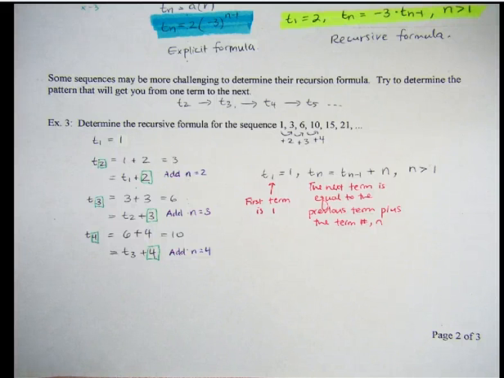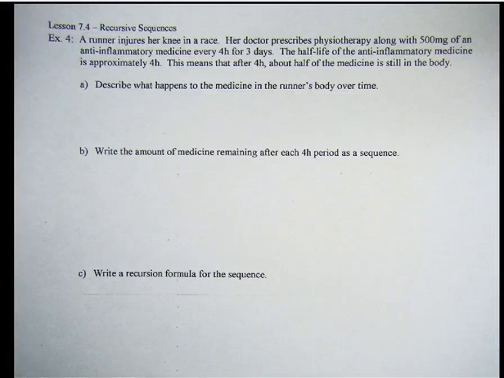All right, last example, so turn to page 3. This is a word problem. So I want you to read the question, the example, and highlight some of the key points, and then write down what happens to the medicine in the runner's body over time. So answer A. Pause the video and do that now, please.